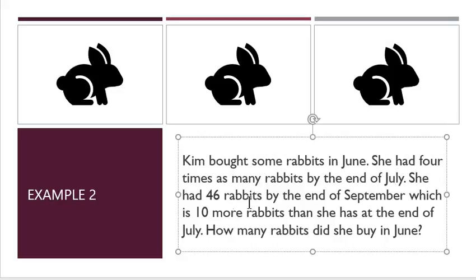Let's continue. She had 46 rabbits by the end of September, which is 10 more rabbits than she has at the end of July. So meaning, if at the end of September she had 46, and that's 10 more than the end of July, then July must be 36, right? And the question is, how many rabbits did she buy in June?